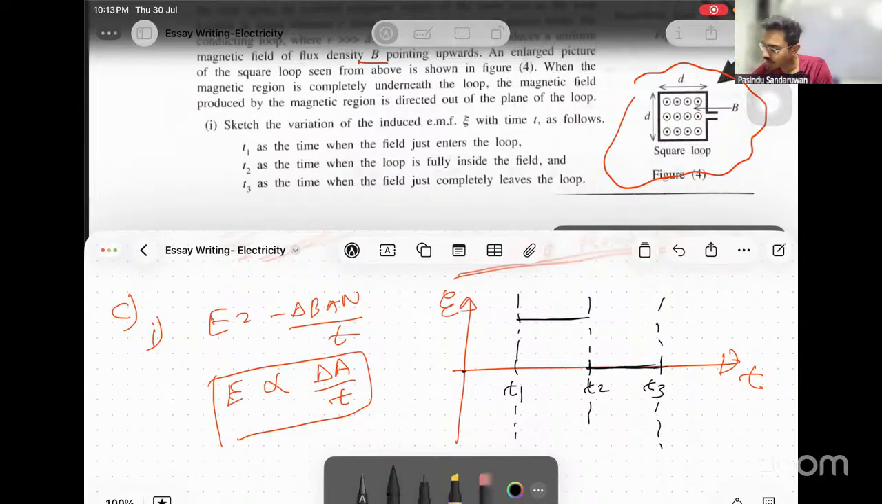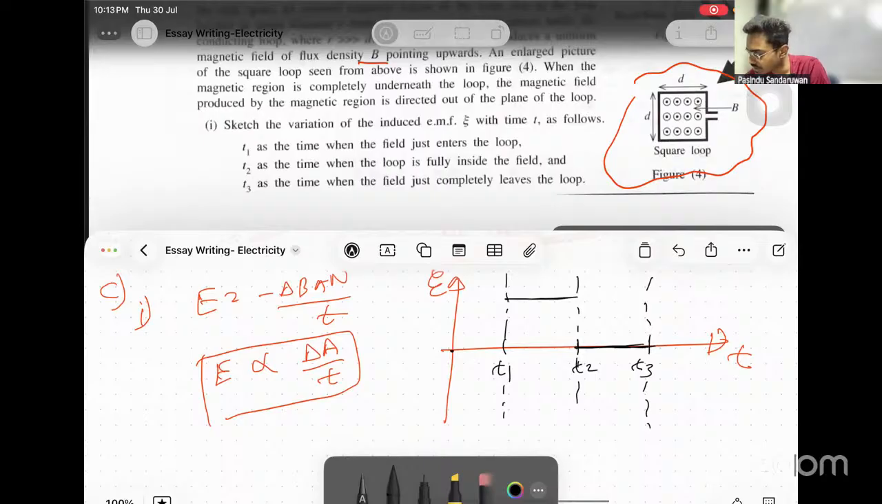It becomes 0, right? And when it leaves, according to Lenz's law, when it enters and exits, the directions of the EMFs are always opposite. Don't check again and again, because that's how it works from Lenz's law. Then from T3, again, it should be the same magnitude but opposite direction. Then the final variation we are getting is this.